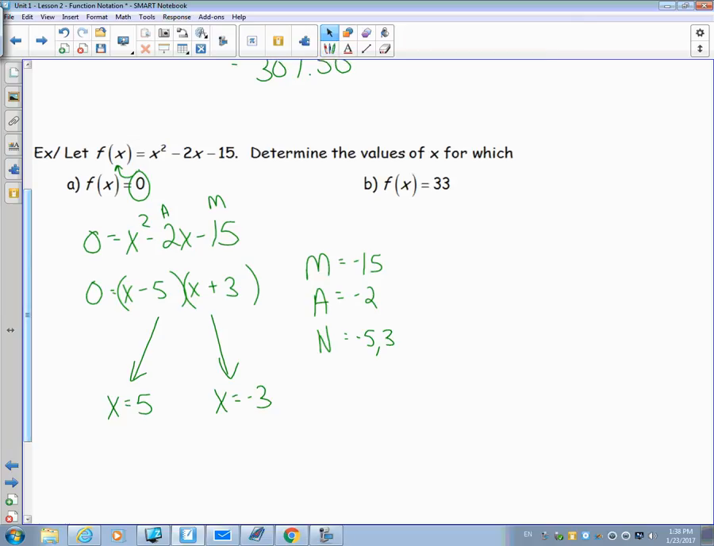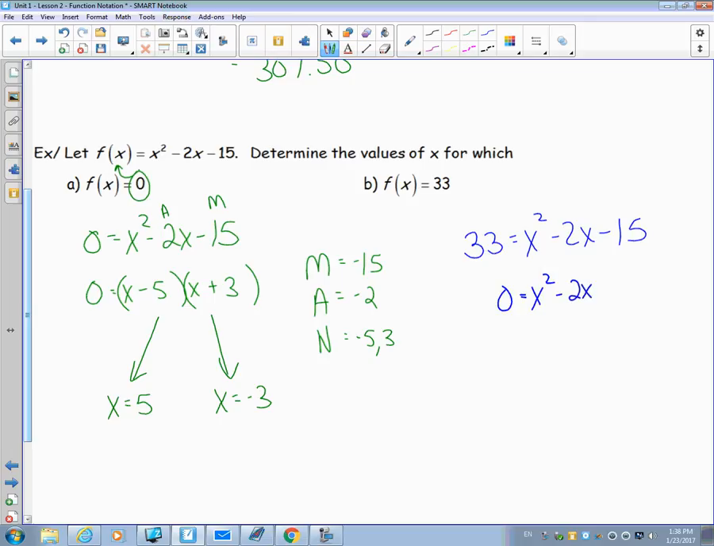Let's try the same thing in b, but this time the function's worth 33. So we approach it in the same way. So 33 equals x squared minus 2x minus 15. One of the other things you might remember about quadratics, or hopefully remember, is before you solve them, they have to equal 0. I got to take that 33 to the other side. Okay, so I end up with minus 33 over here, or in other words, x squared minus 2x minus 48.